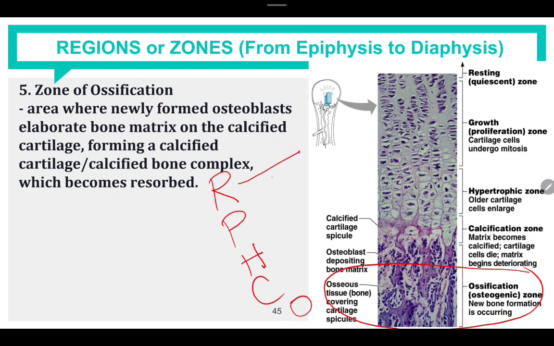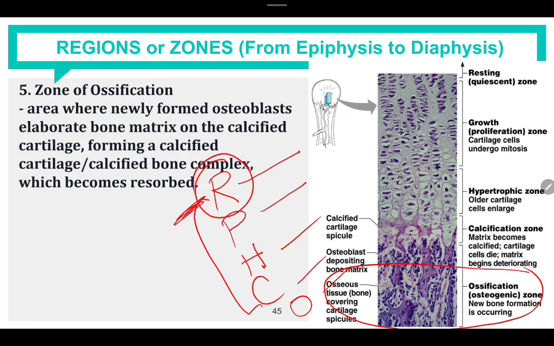R for reserve, P for proliferation, H for hypertrophic, C for calcification, and O for ossification. Magkasunod yan sila guys. So, saan ka mag-start? Sa inyong epiphysis. Okay? This is yung starting ng epiphysis natin.